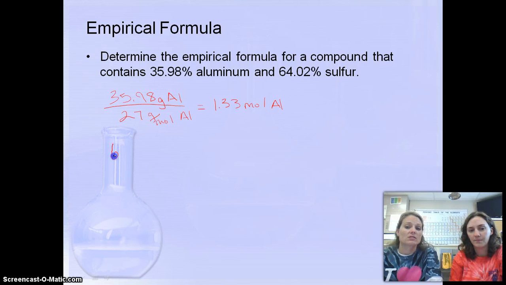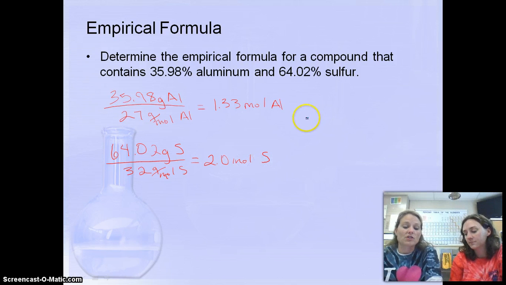So we're going to take our 64.02, drop percentage, make that a gram, divide by the molar mass, which is 32 gram per mole. We get 2.0 moles of sulfur. The next step on your rules, which all of these rules are on your cheat sheet, the back side in the upper corner, so you can just follow along with that one instead of flipping through your notes.